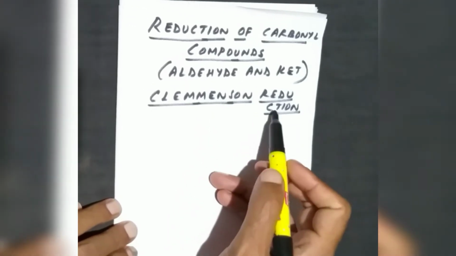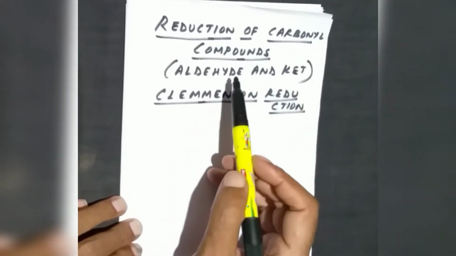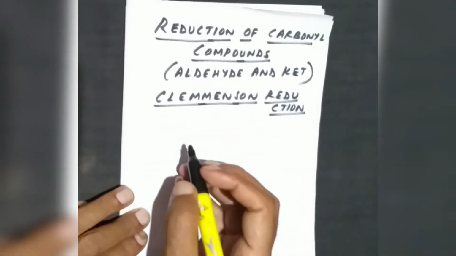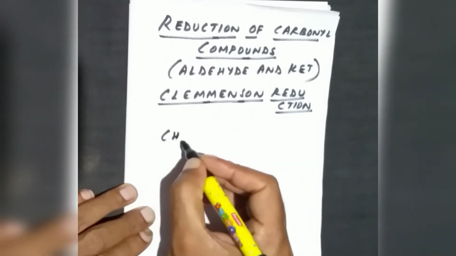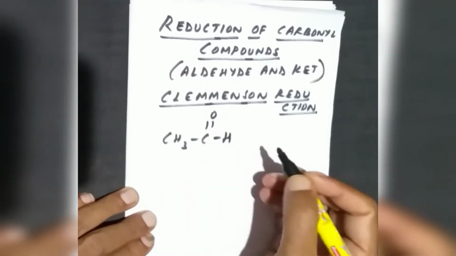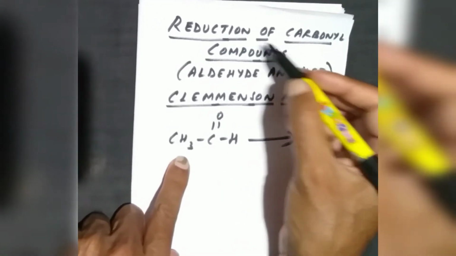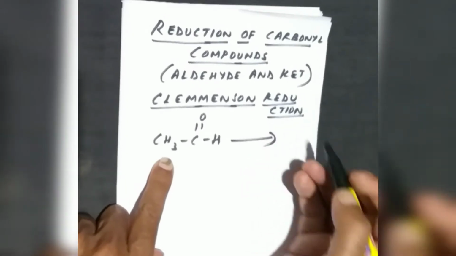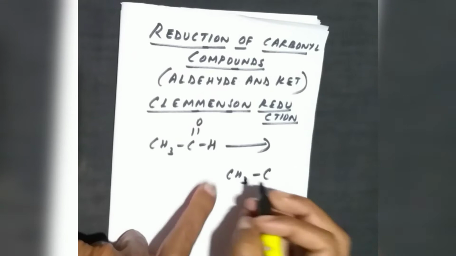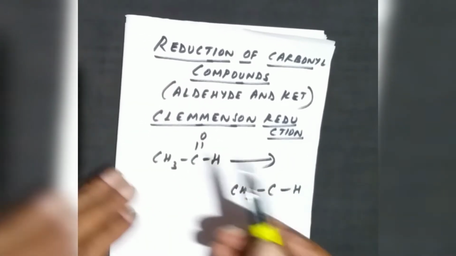So the Clemmensen reduction comes under the topic of reduction of carbonyl compounds, that is, aldehydes and ketones. To write the Clemmensen reduction, let us take an aldehyde: CH3, C double bond O, H, acetaldehyde. We know that reduction is removal of oxygen. The moment I remove this oxygen, I write CH3, C, and the H will be there. Reduction is removal of oxygen and addition of hydrogen.